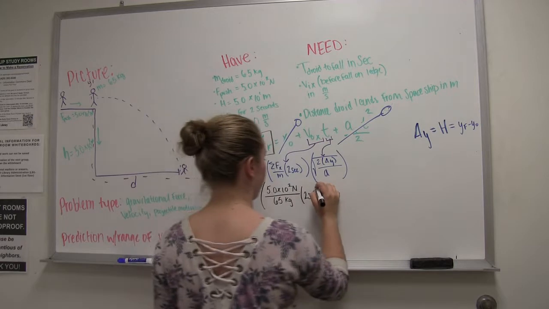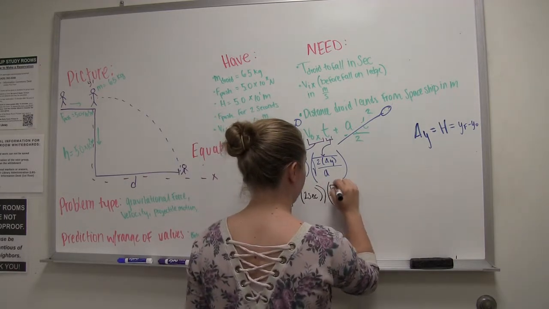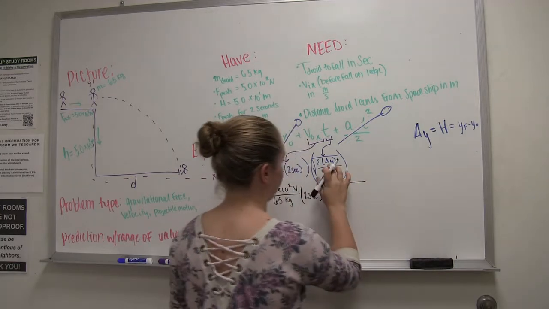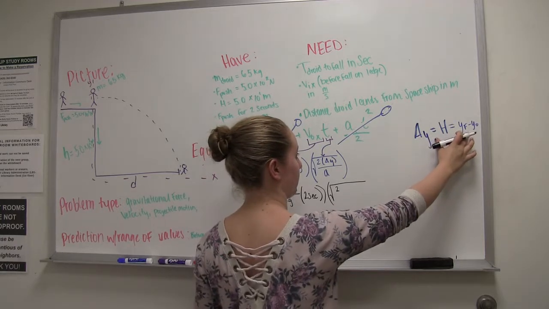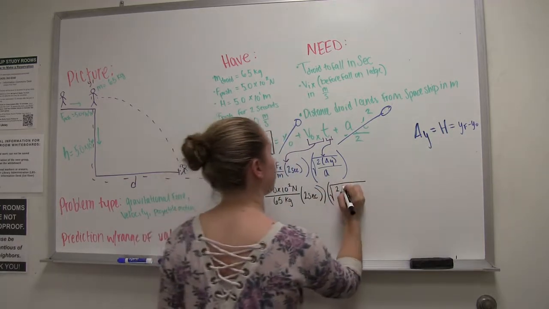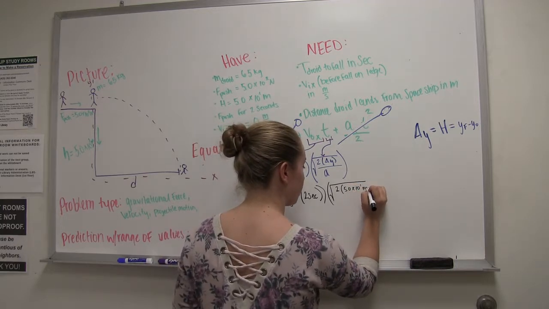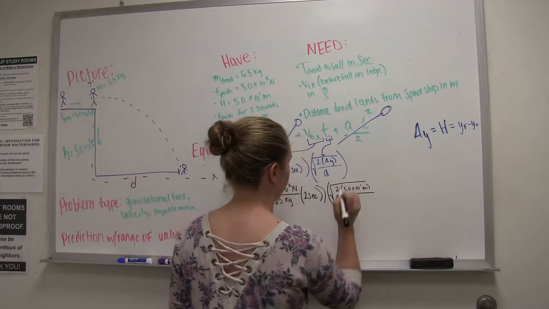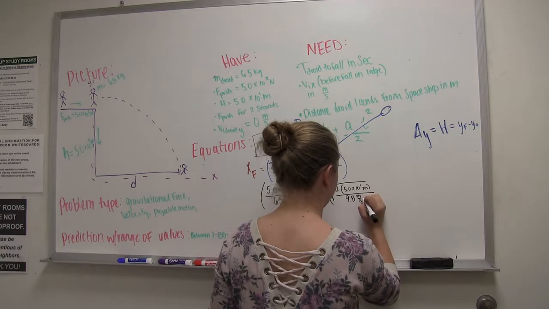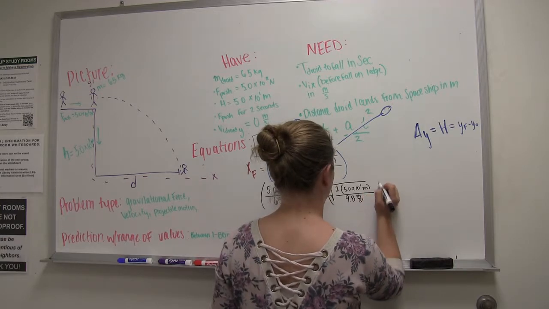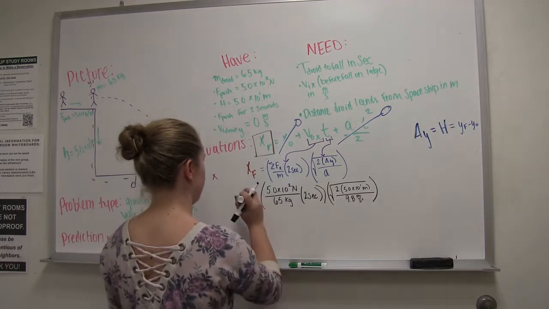Okay, so here's your first part. Your second part is your time. So you're going to do the square root of 2 times change in y. Remember, just like we said, change in y is the height, is the y final minus y initial. So I'm going to go ahead and just put the height here, 5.0 times 10 to the 1 meters, all over acceleration, 9.8 meters per second squared. Okay, so this is our x final. Yay!